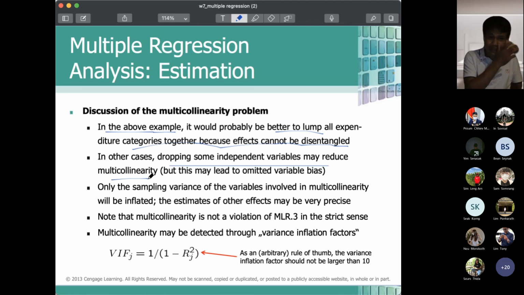So to address the issue in the example, if you don't want to change your research question, drop expenditure on structural material or other items out of the model. But if you address the issue of multicollinearity this way, it may lead to omitted variable bias. You want to address multicollinearity, but you have an issue of omitted variable bias. You have to trade off.